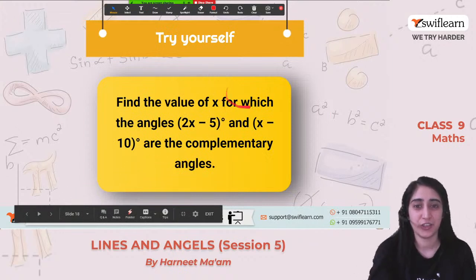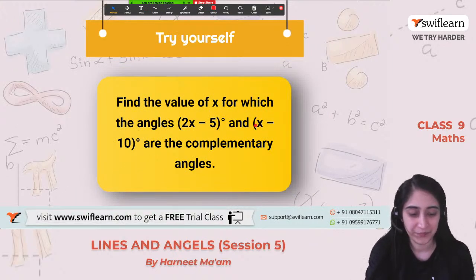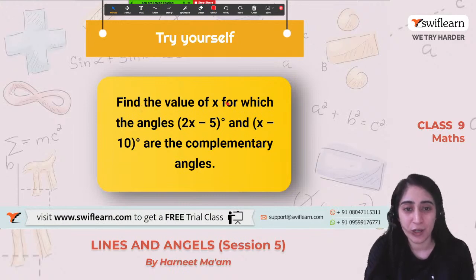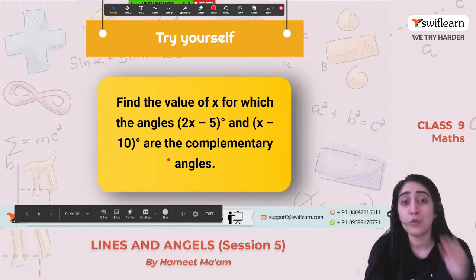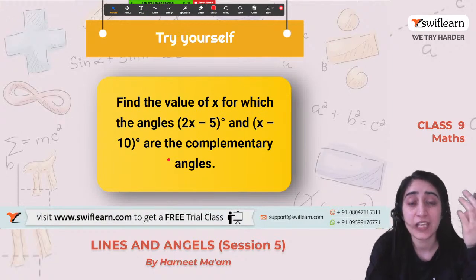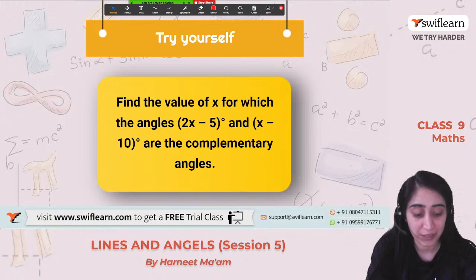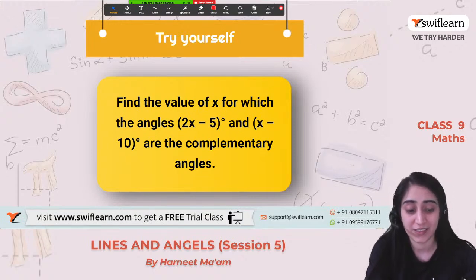Okay, so let's try it yourself. Let's see who can do this one. Go ahead, okay? Find the value of x for which the angles 2x minus 5 degree and x minus 10 degree are complementary angles. So what will be the value of x so that these two angles become complementary? This is what the question is asking us. Let's see who can do it. Yes, go ahead. The value of x should be such that the sum of their angles will become complementary angles.